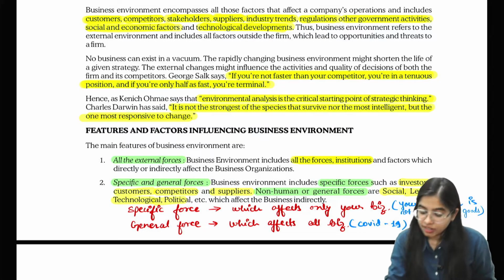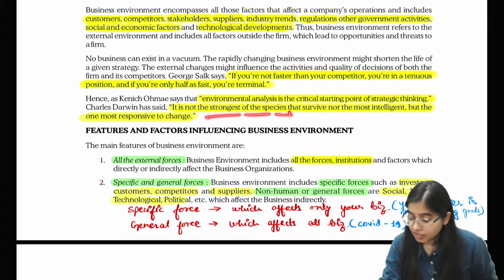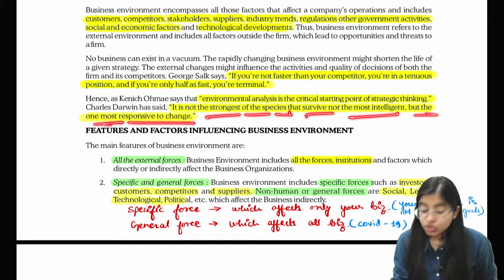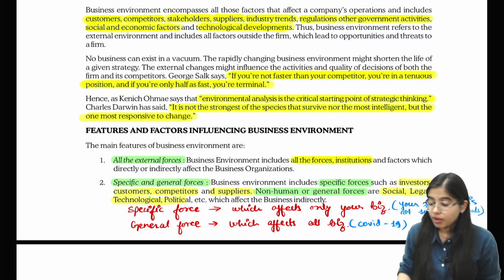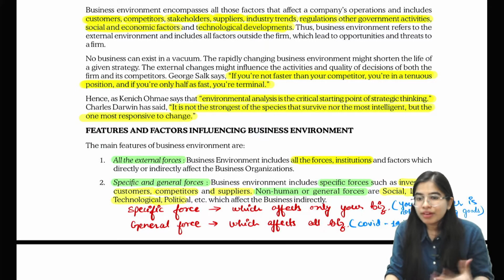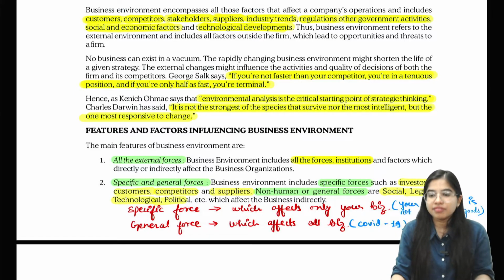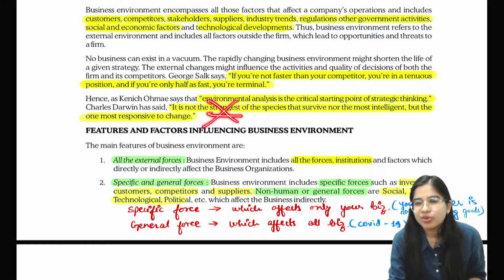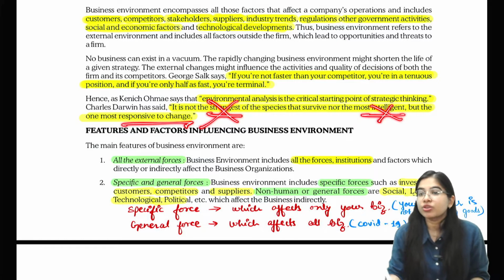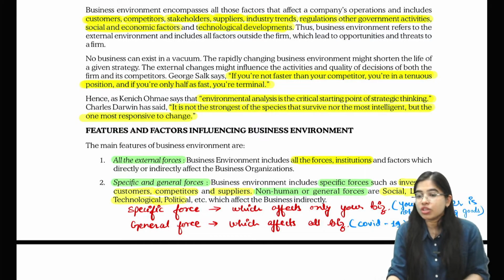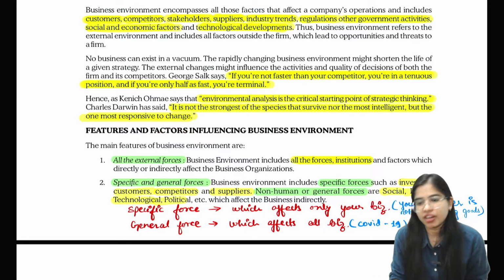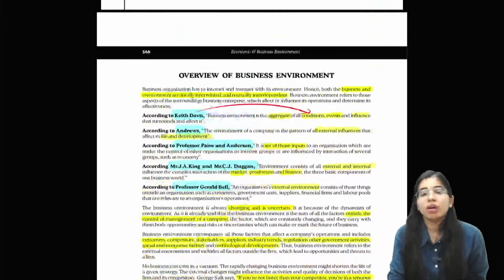Charles Darwin has said that it is not the strongest of the species that survive, nor the most intelligent, but the one most responsive to change. What did he say? Who survives the market, who survives the competition? The one who's strongest? No. The one who's most intelligent? No. The one who changes himself according to the change in the market. If you will not change yourself according to change in the environment, you will severely fail in your business. This is the basic thing about business environment.